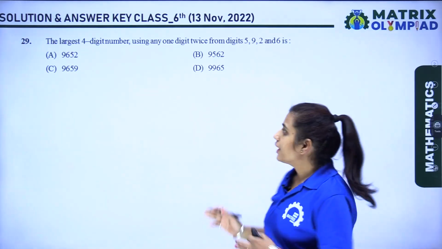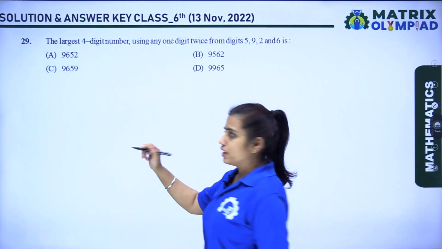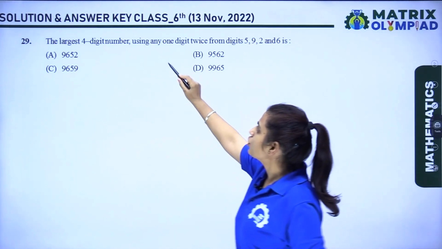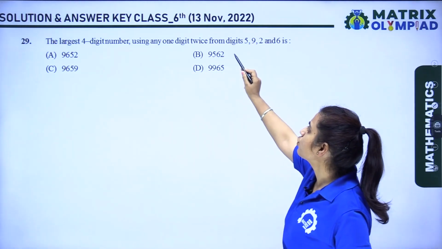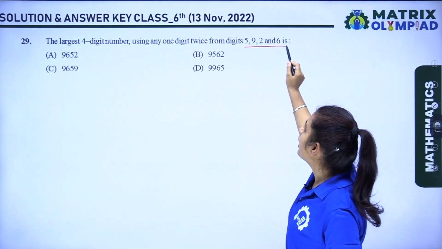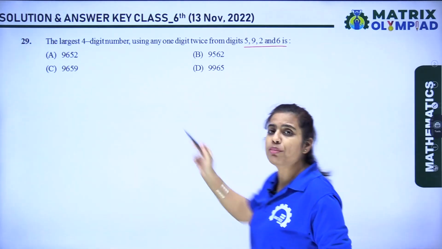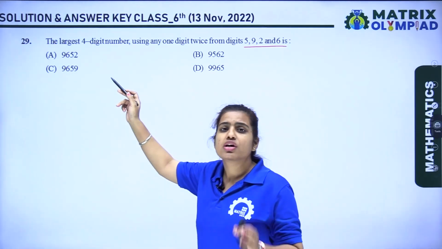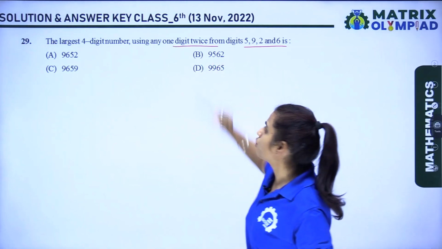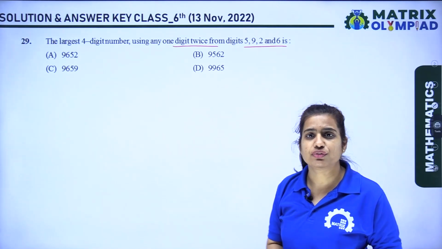Now let's begin with the next question, that is question number 29. Question number 29 says that the largest 4-digit number using any one digit twice from digits 5, 9, 2 and 6. We have to use these 4 digits to form the largest 4-digit number. We are given one more thing, that is we can use one digit twice to form the largest 4-digit number.